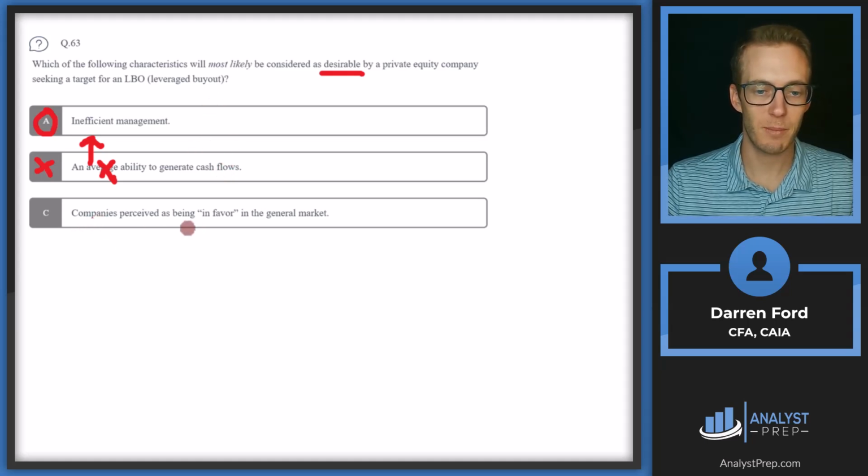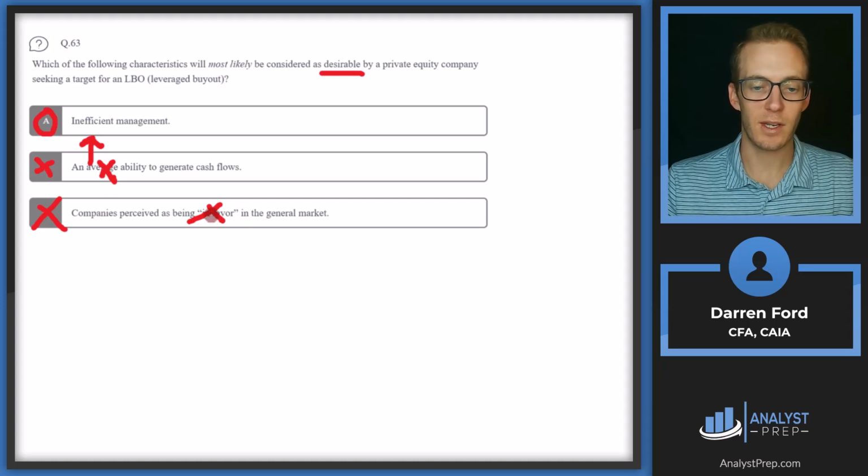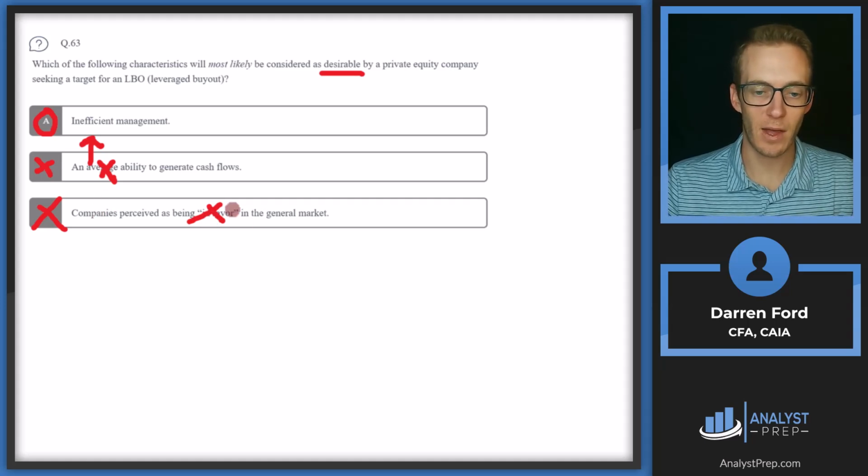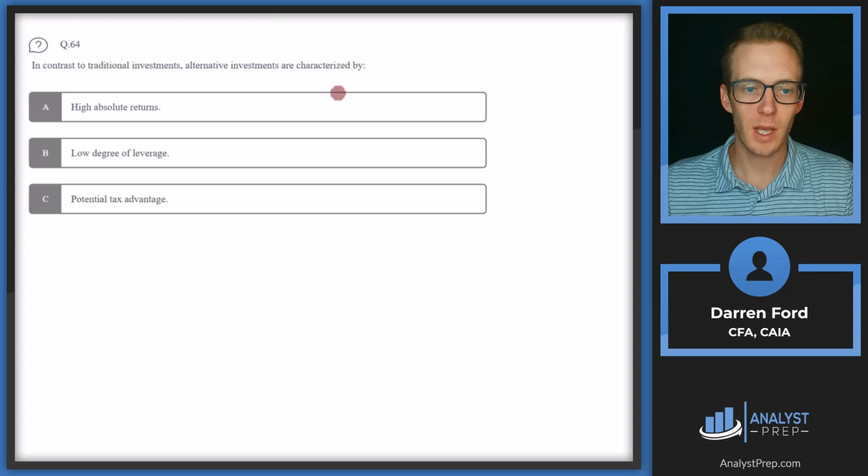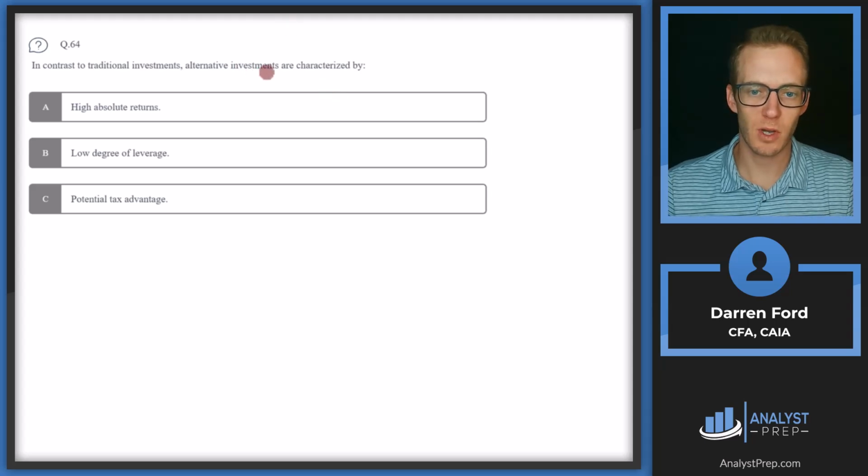C, companies perceived as being in favor in the general market. We don't want in favor. They are generally looking for companies perceived as out of favor. They're looking to come in and add value, so they want to buy out of favor companies and bring them back in favor so that they can sell at a higher profit in the future. Answer A. Question 64. In contrast to traditional investments, alternative investments are characterized by A, high absolute returns.